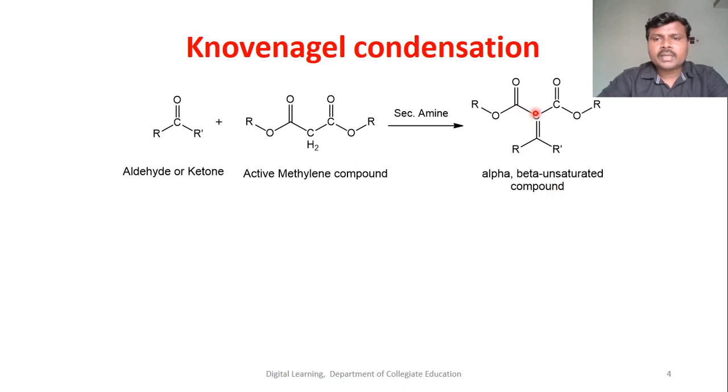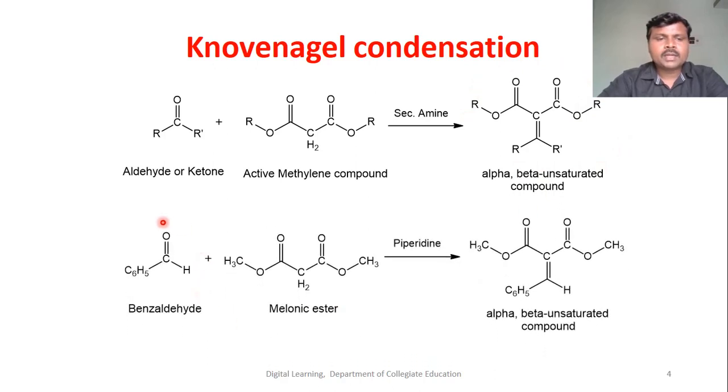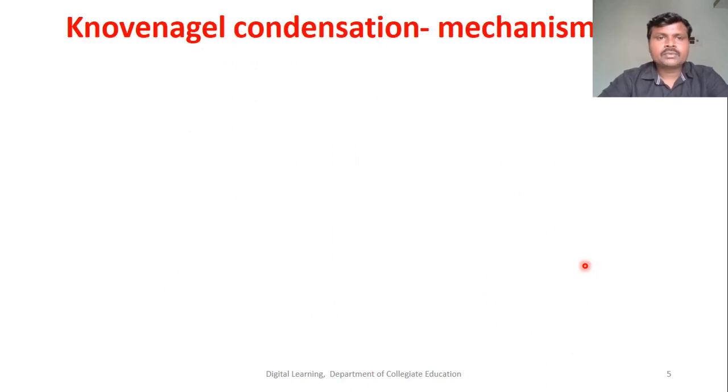This is the alpha carbon atom and this is the beta carbon atom. There is a double bond. That's why this is unsaturation, alpha beta unsaturated compound. For example, benzaldehyde undergoes condensation with active methylene compound, this is the malonic ester, in the presence of piperidine, a catalyst, to give this type of alpha beta unsaturated compound.